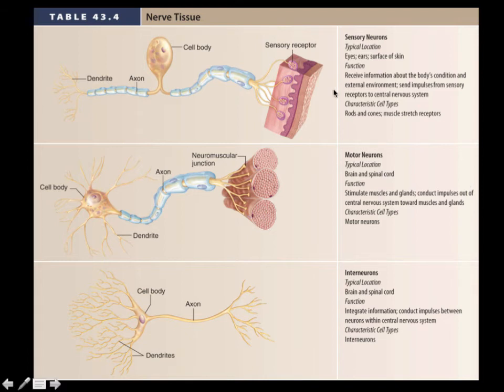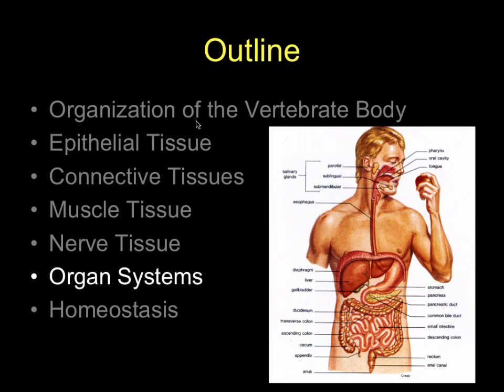We can look at sensory neurons, like we talked about, picking up information, sensory stimuli. Motor neurons causing changes in the position or activity of the body. And interneurons, which occur in between these two, that allow for processing of information and decision-making about whether or not some type of response needs to occur.